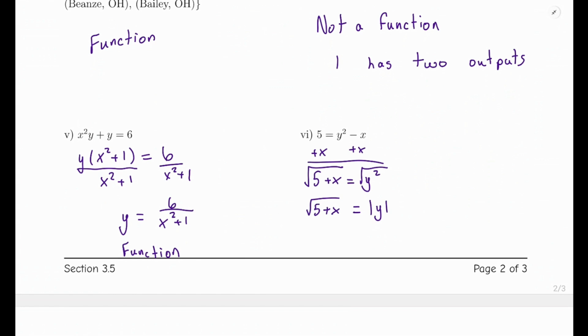Now, if you remember from chapter 2, when we talked about absolute values, to get rid of the absolute value signs, we have to split it up into two equations. So we're going to get 5 plus x equals y, or negative 5 plus x equals y. So when I plug an x value in, how many answers are we getting? We're getting 1, 2 answers. Well, 2 is more than 1, so this one is not a function.